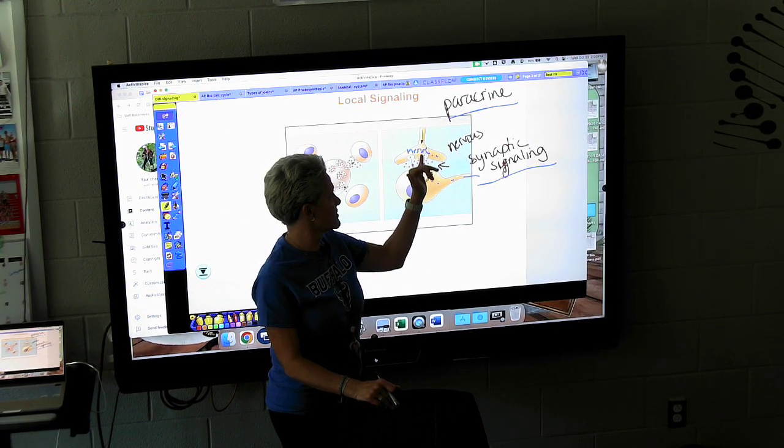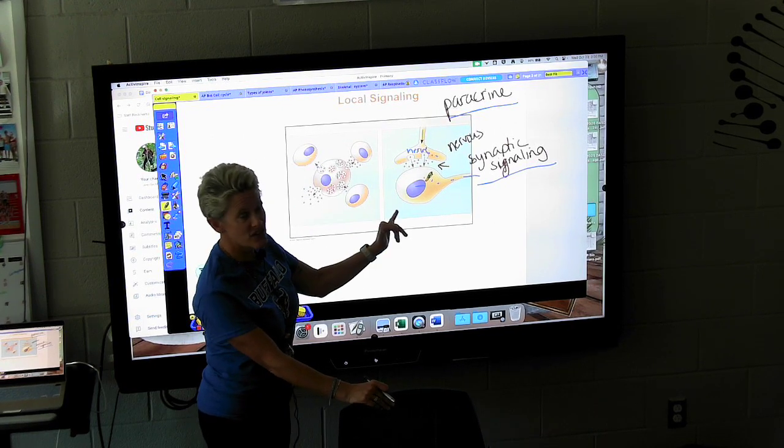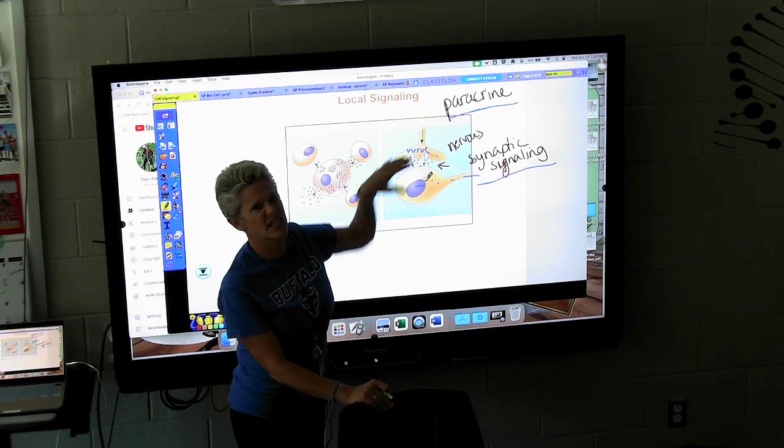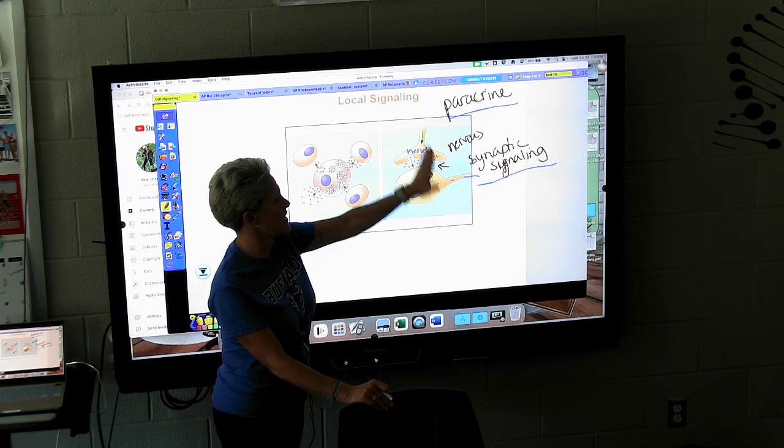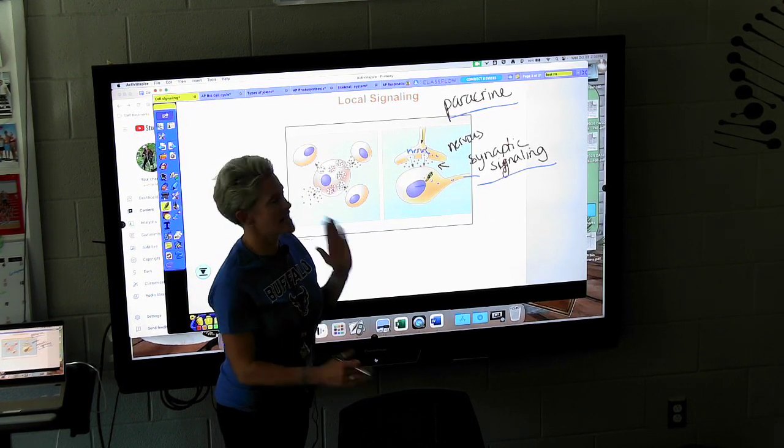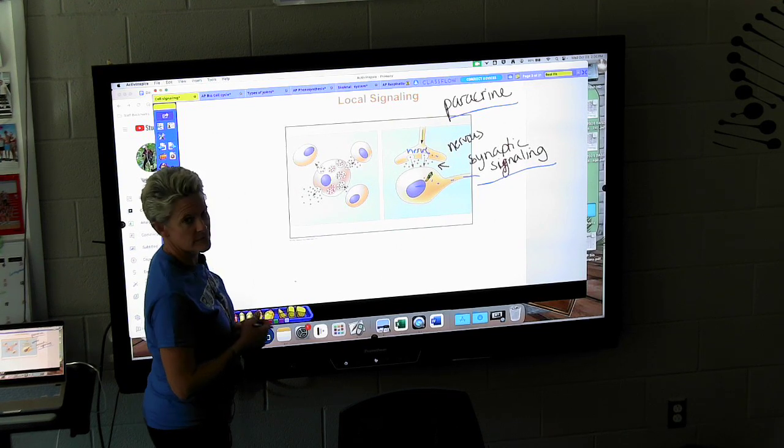All right, but there's chemical messengers that go across this space. Notice they're not touching, so this is called paracrine. It's close by signaling. All right, but it only affects cells that are close by. Okay, so that's called paracrine signaling.